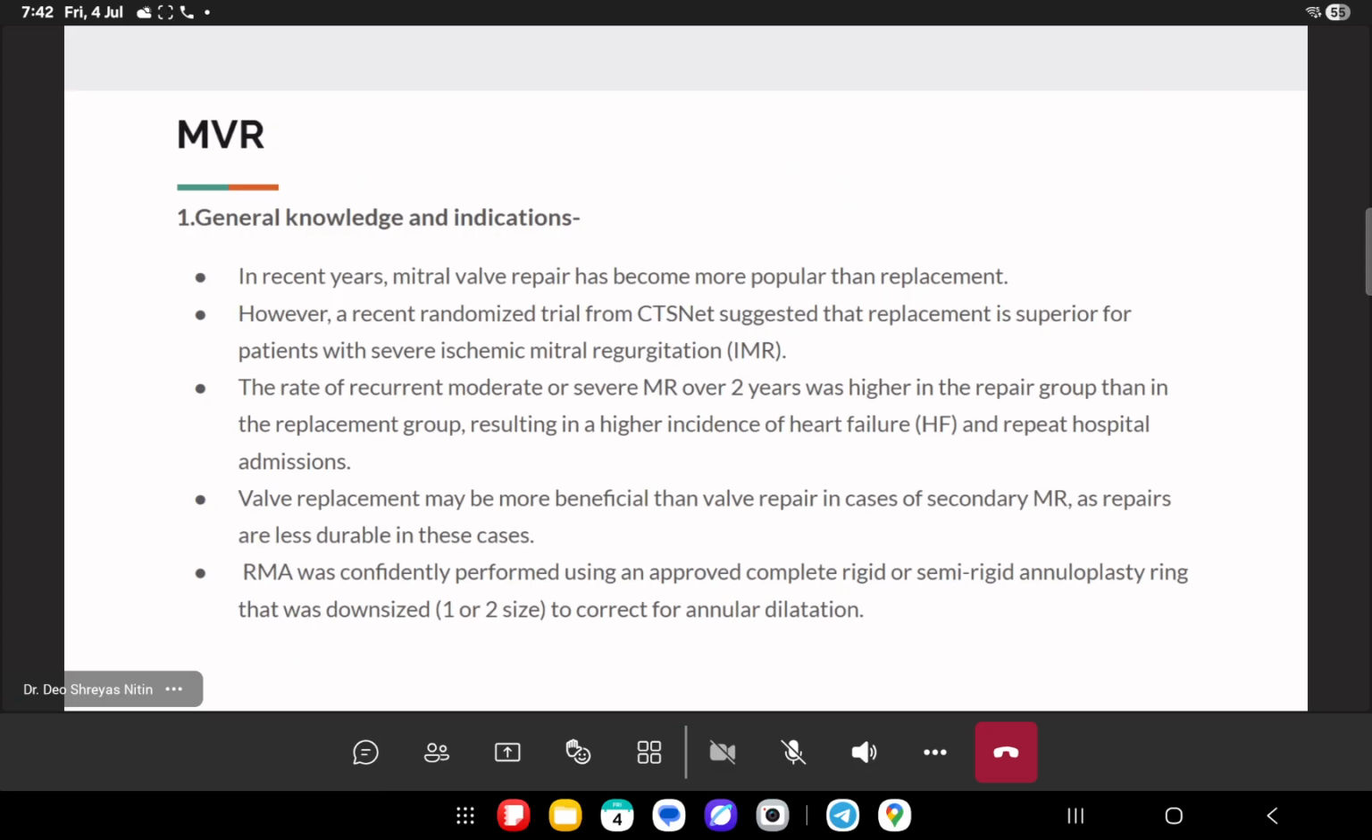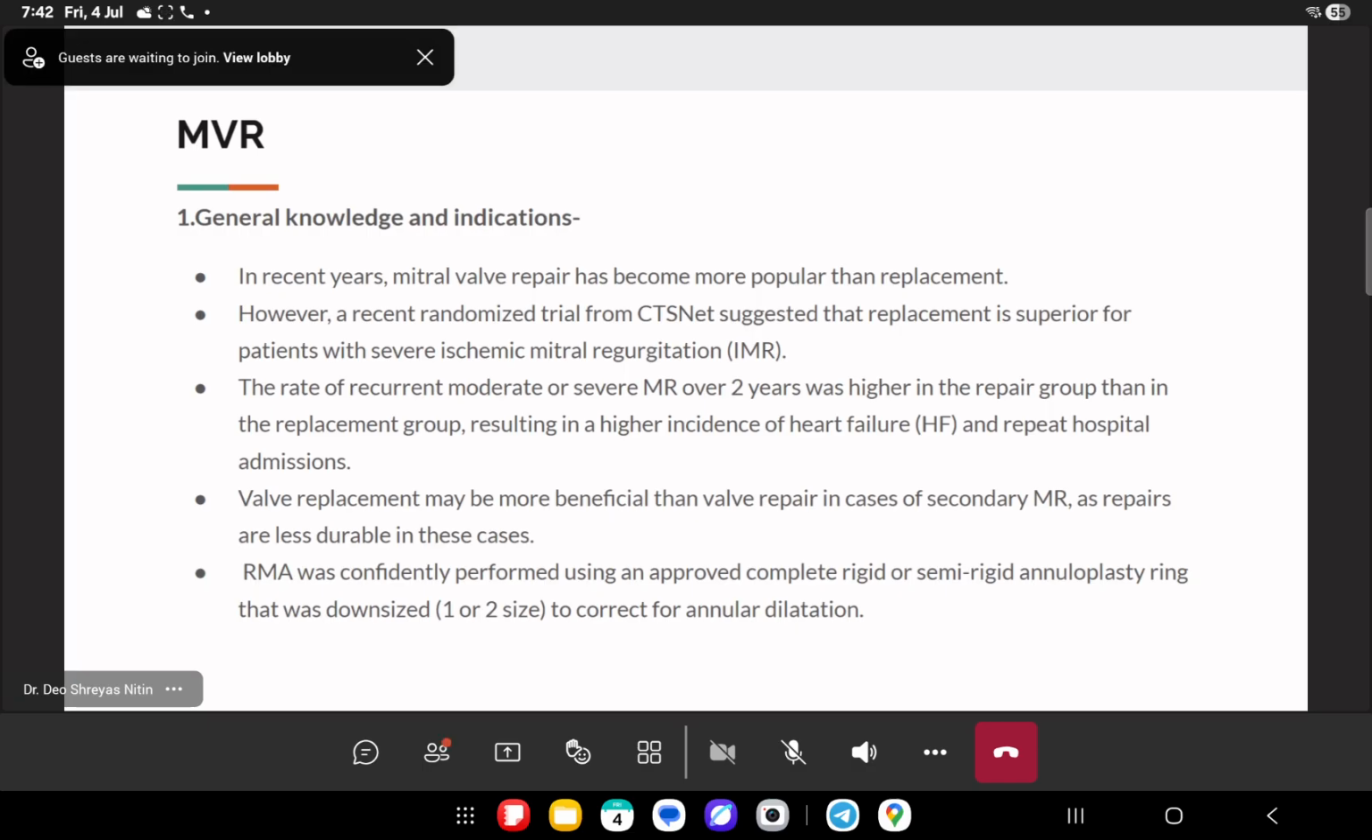Moving on to mitral valve replacement. In recent years, mitral valve repair has become more popular than replacement, but recent randomized controlled trials from CTS net suggested that replacement is superior for patients with severe ischemic mitral regurgitation.